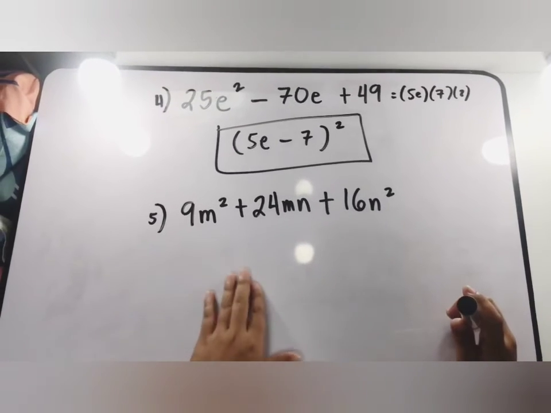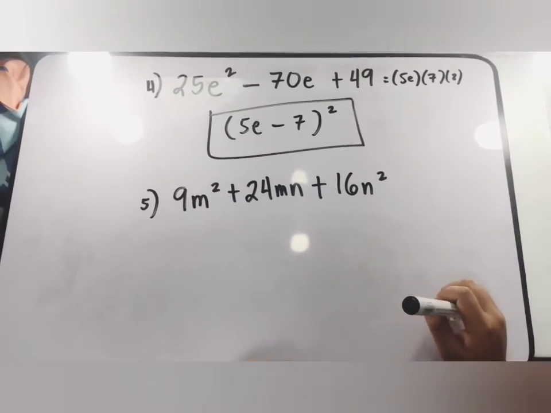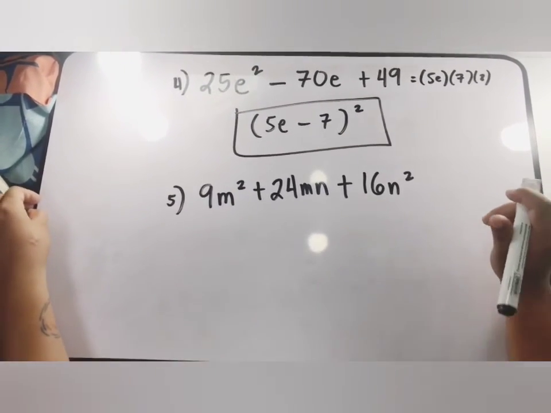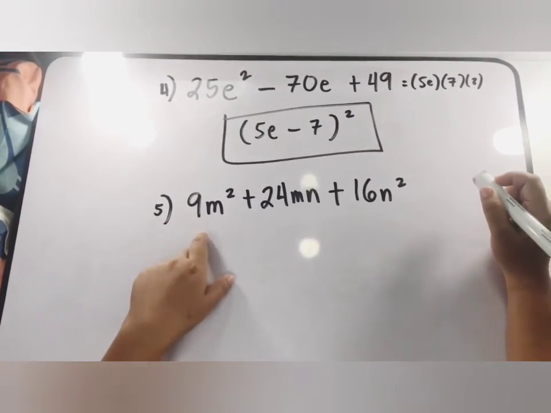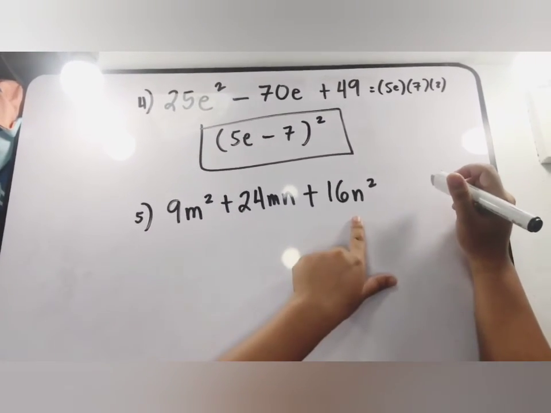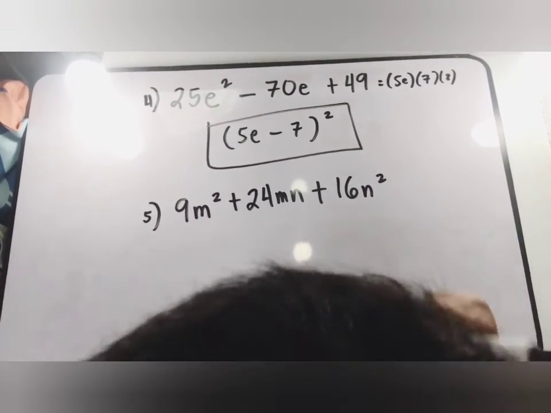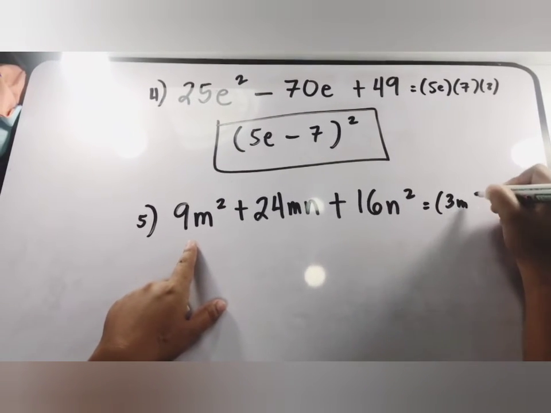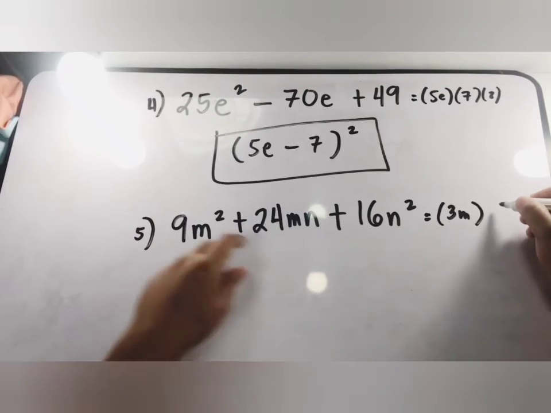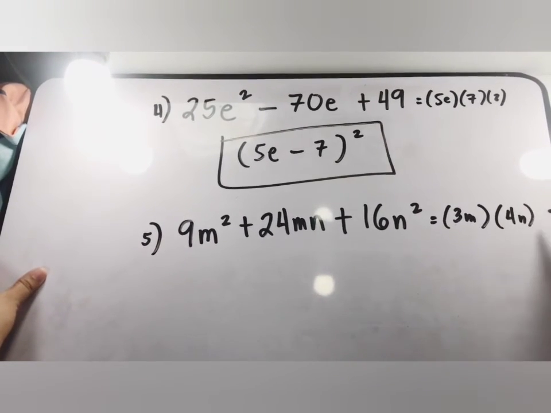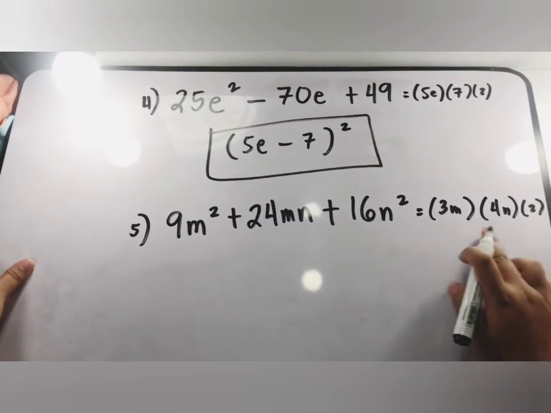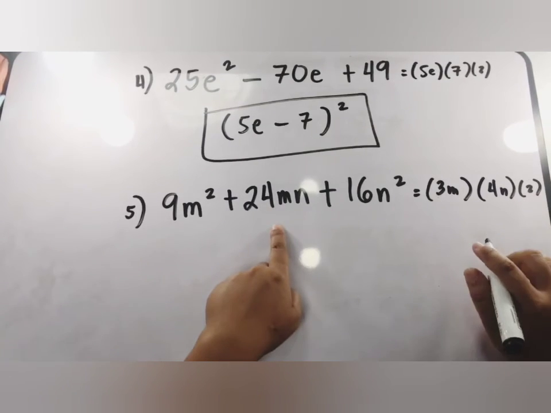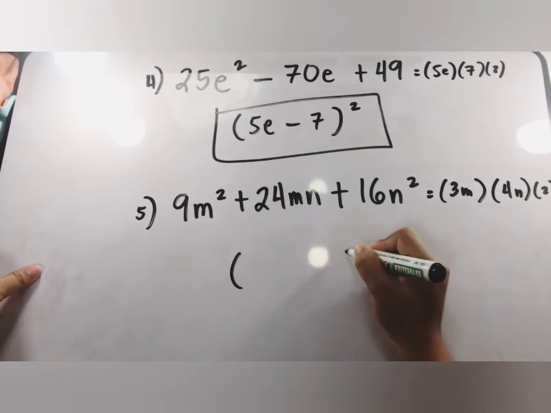Next one, 9m squared plus 24mn plus 16n squared. Quadratic pa rin naman sila, di ba? Kasi half degree is 2. So, check natin kung perfect square. 9m squared, perfect square. 16n squared, perfect square. For the middle term, square root of 9m squared is 3m. Square root of 16n squared is 4n. Multiply them by 2. So 3m times 4n, that is 12mn times 2, 24mn.